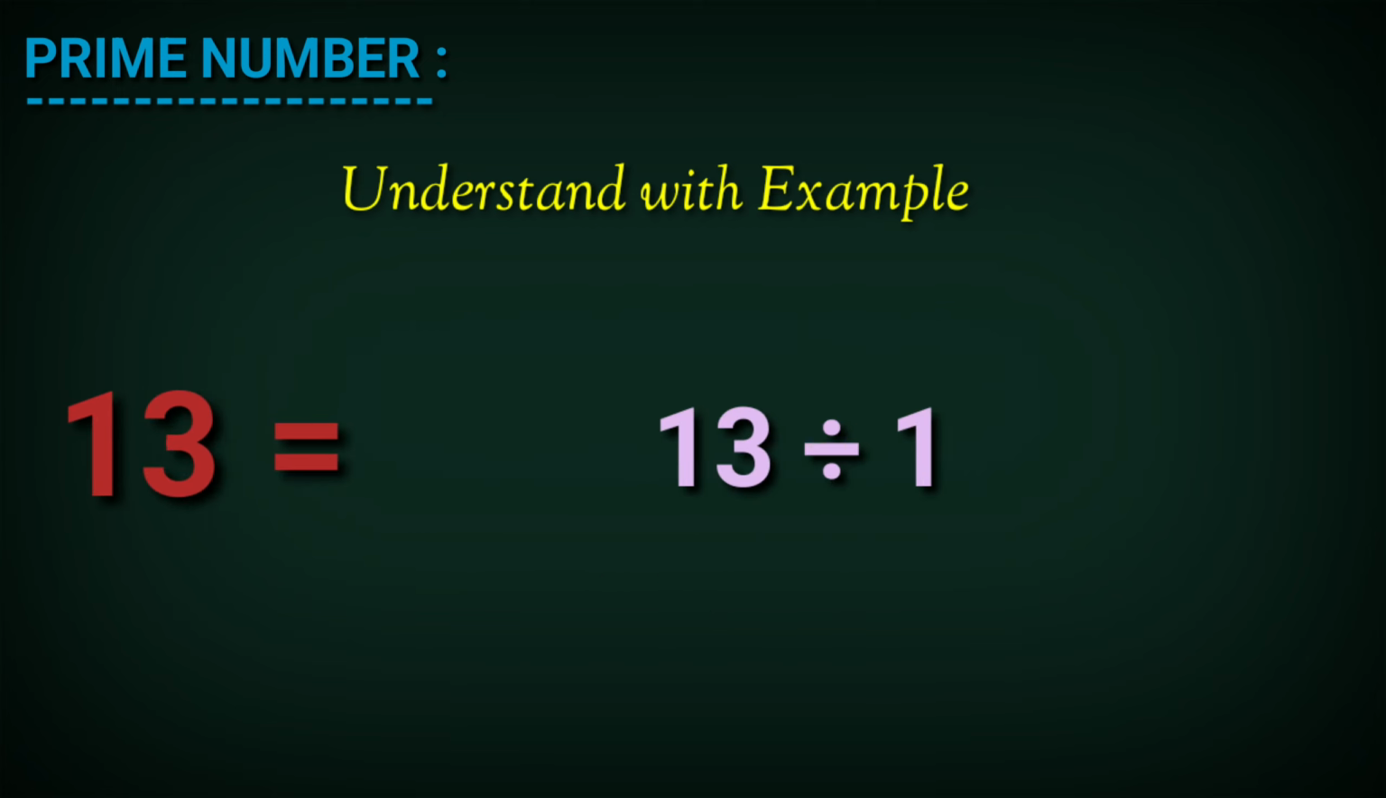Let's take an example of 8. We can divide 8 by 1, 2, 4 and 8 itself. When we say 8 can be divided by 1, 2, 4 or 8 itself, that means the remainder value must be 0. Hence, there are 4 factors by which we can divide the 8. So that's why we can say that 8 is a composite number.